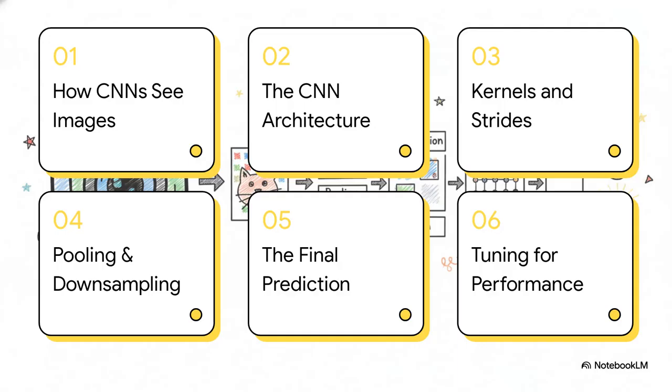To figure this out, we're going to follow a pixel through a complete factory pipeline. We'll start with how CNNs see images, explore the CNN architecture, decode kernels and strides, understand pooling and downsampling, check out the final prediction, and finally wrap up with tuning for performance.